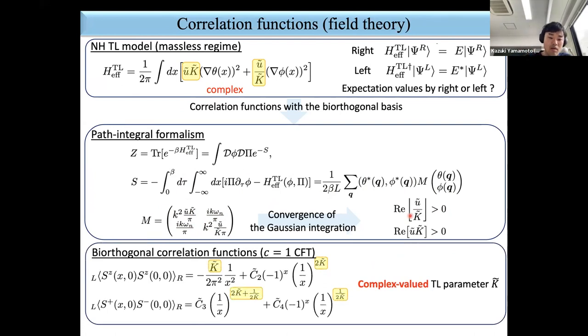Then finally, we obtained the bi-orthogonal correlation functions. This is the sequence one CFT, which I will show you in detail later. And for density-density correlation functions, we obtained the Fermi-liquid type, x square inverse type correlation functions, and anomalous Tomonaga-Luttinger correlation functions. And we can see the single particle correlation functions as shown in this way. And the important point is that they are described by the complex valued Tomonaga-Luttinger parameter.